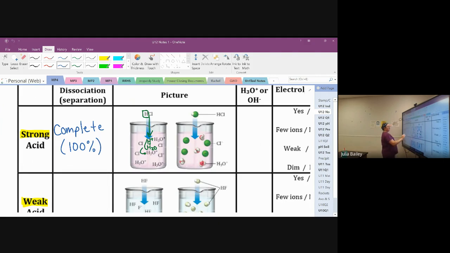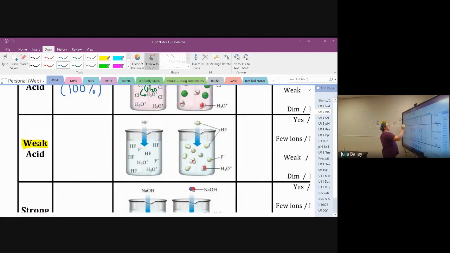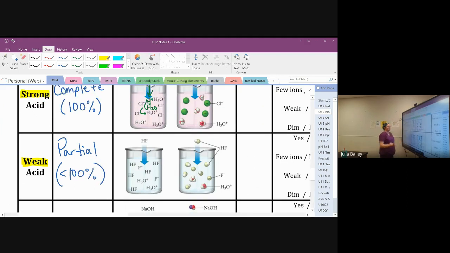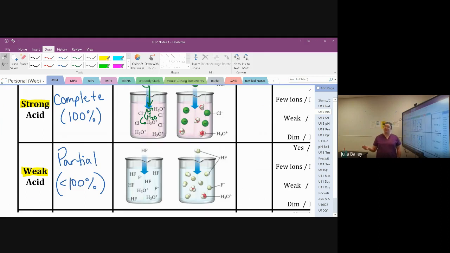Versus a weak acid is partial dissociation. It's less than 100%, and usually way, way, way less than 100%. So you have some of them breaking up, but not most of them breaking up.